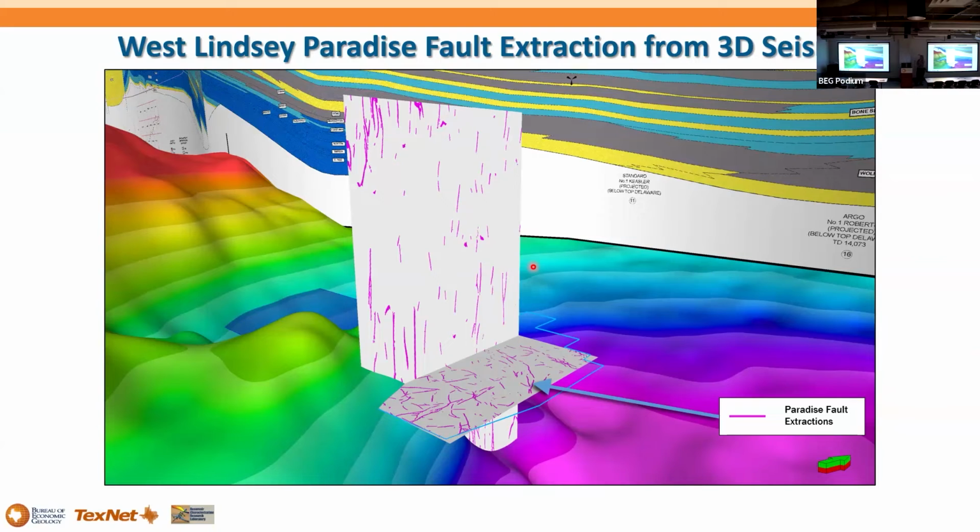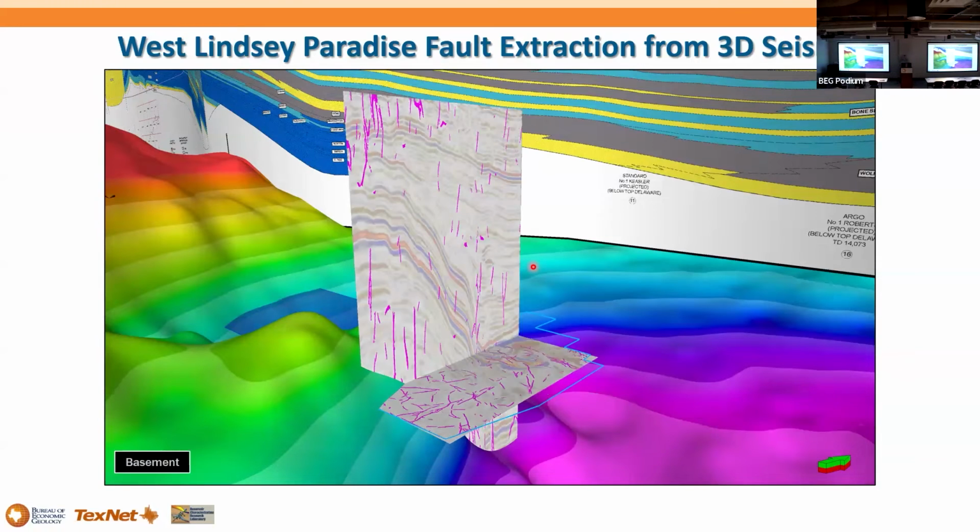32 CPUs, 256 gigs of RAM. I can run 4 Petrel projects all at the same time. And I can use all those CPUs, that's 64 computing threads, in order to blast through these volumes and do the fault extraction in a matter of minutes or hours, right? And these are the results that you get.